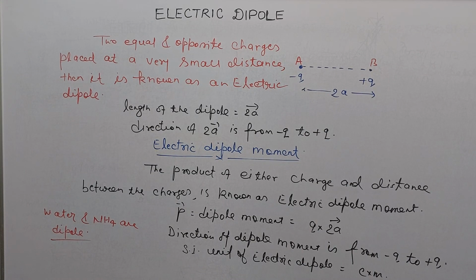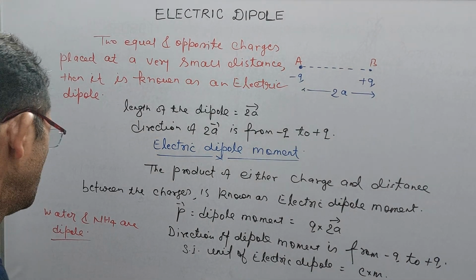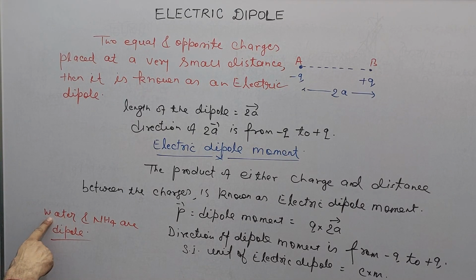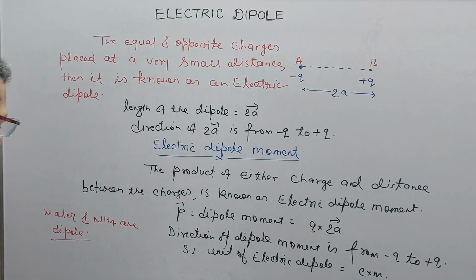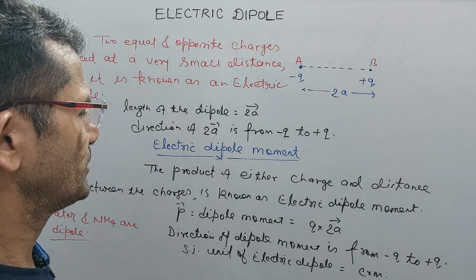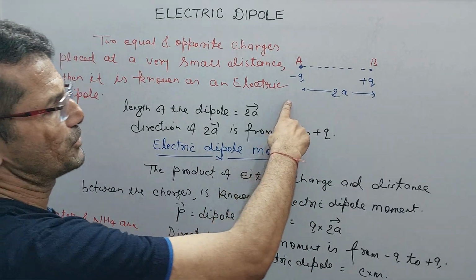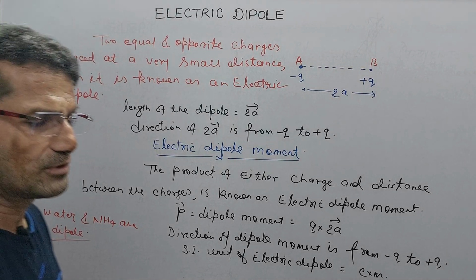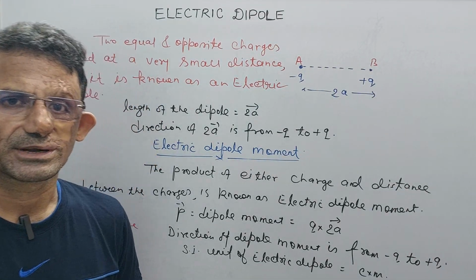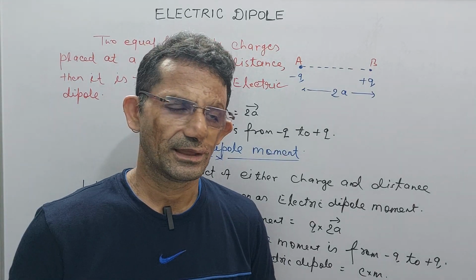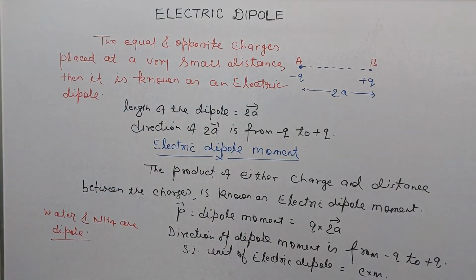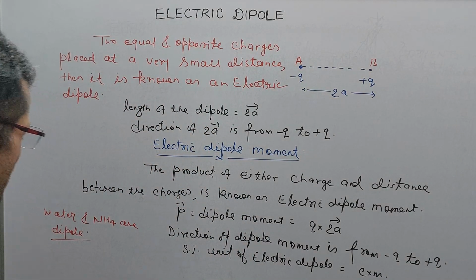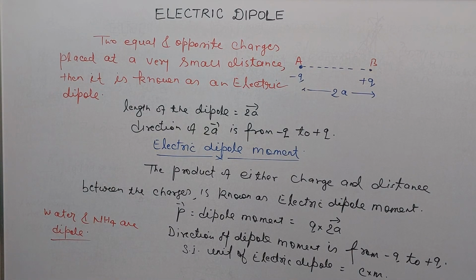It means that if the centers of the positive charge and the negative charge of water and ammonia are separated by a very small distance, then it becomes a dipole. According to the definition, when two equal and opposite charges are separated by a very small distance, it becomes a dipole. There are many other molecules which are not dipoles, and some which are dipoles.